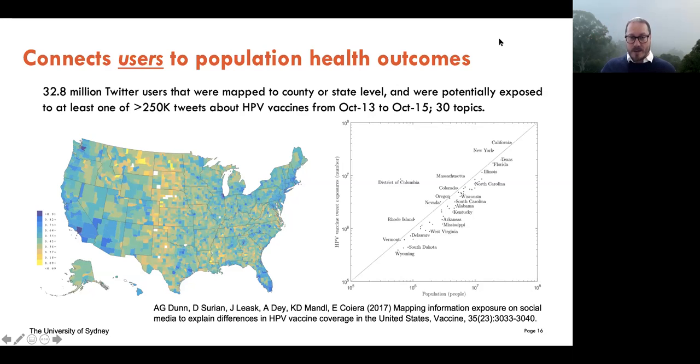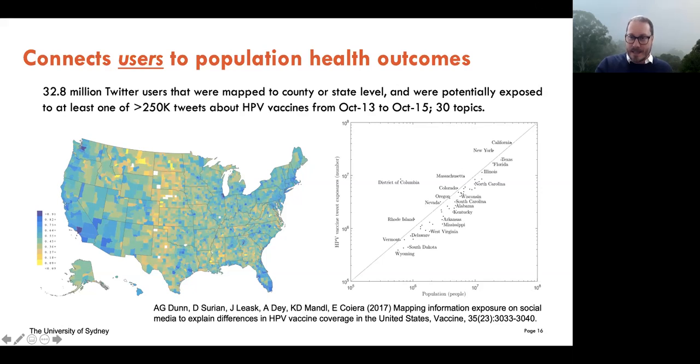And we used this method of topic modeling, which I described before, which is the same method they used for the heart disease mortality study. We had 30 topics and 1 non-topic, for when we couldn't find a topic that matched the tweet. And we looked at what kinds of topics people were exposed to. So each of the 32.8 million Twitter users that were mapped to a county or state had their own HPV vaccine information diet. So were they exposed to negative topics or positive topics about HPV vaccines?